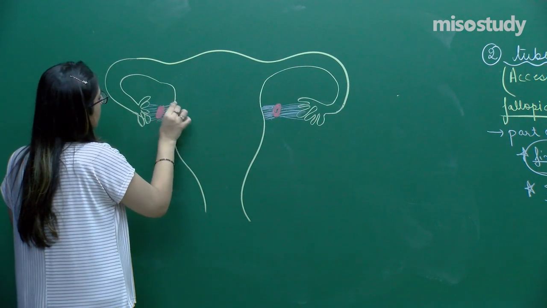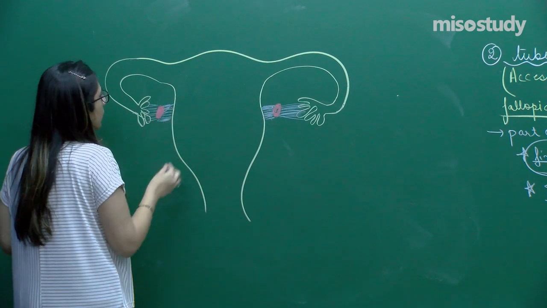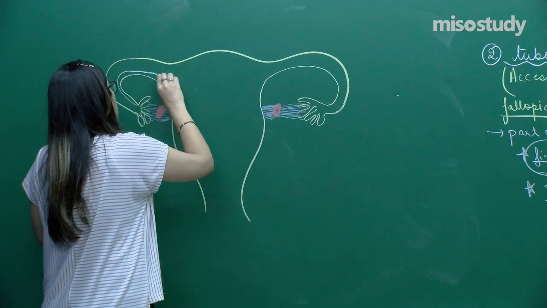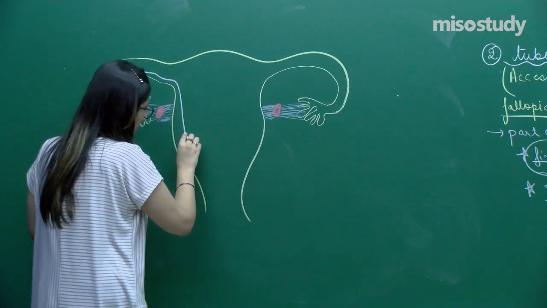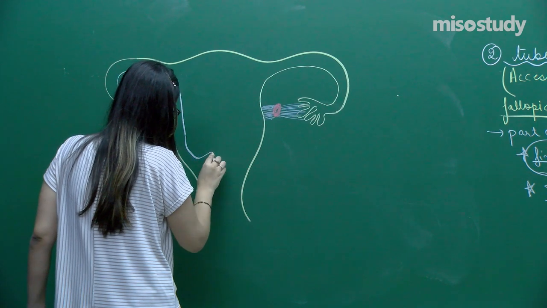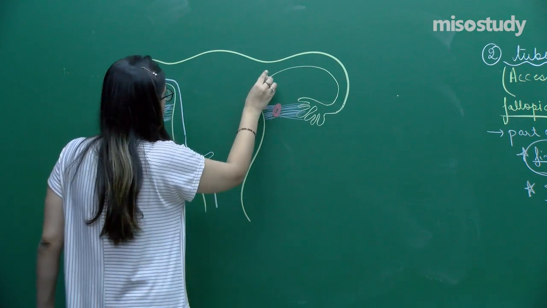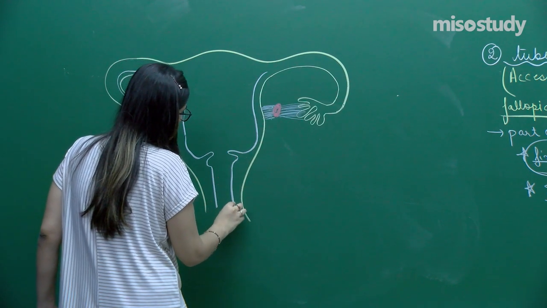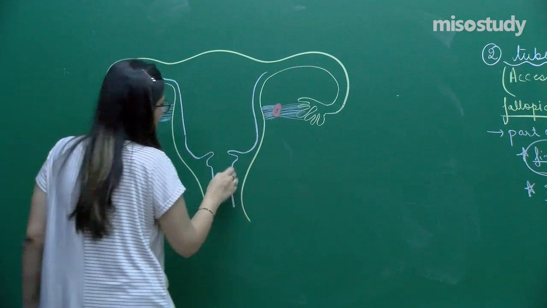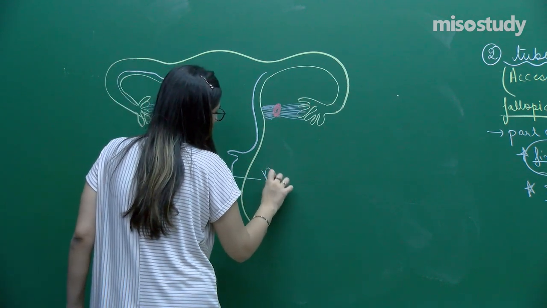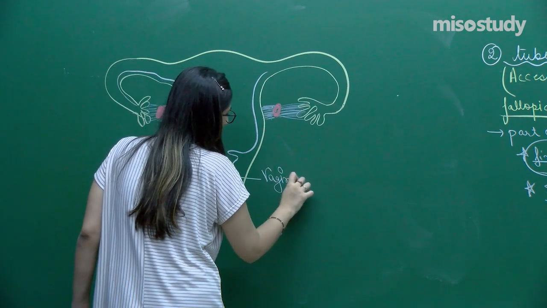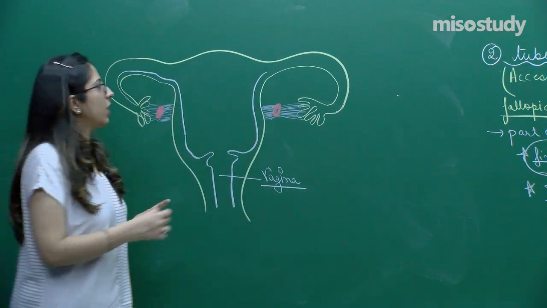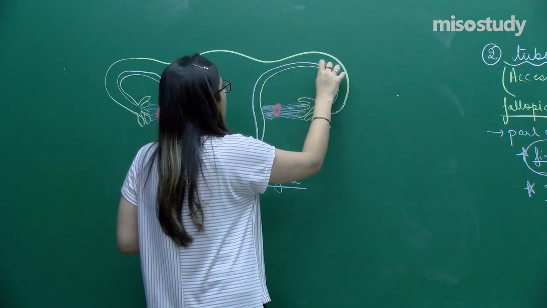These are ligaments, right? And we can see that this is called the vagina. This is a pear-shaped structure, and this pear-shaped structure is called the uterus.